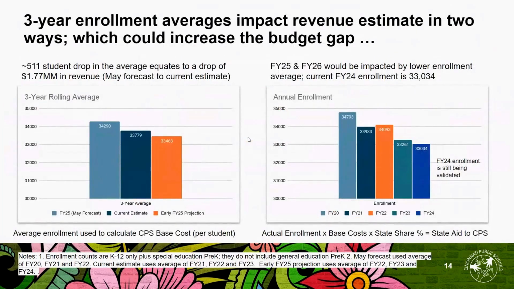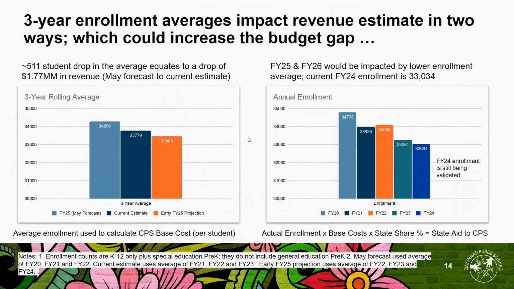The other thing we want folks to understand, and this is really a call to action for all of us, is how we generate state revenue, which is based on enrollment. So let's start with the chart on the left, which is a three-year average of enrollment. Each of those bars represents a three-year period. When the treasurer's office and Mr. Gustin and team first started to do our revenue forecast back in May, they used one set of 3 years. Now we have updated that to include the most recent 3 years.